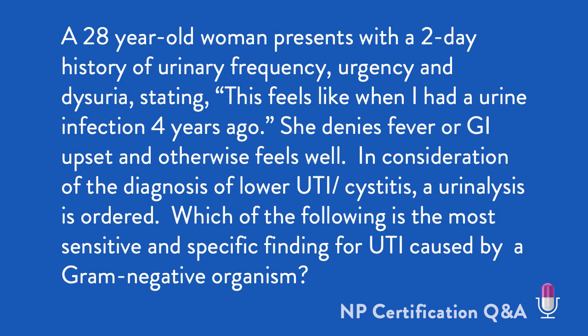A 28-year-old woman presents with a 2-day history of urinary frequency, urgency, and dysuria, stating, "This feels like when I had a urine infection about 4 years ago." She denies fever or GI upset and feels otherwise well. In consideration of the diagnosis of a lower UTI or cystitis, a urinalysis is ordered. Which of the following is the most sensitive and specific finding for a UTI caused by a gram-negative organism?